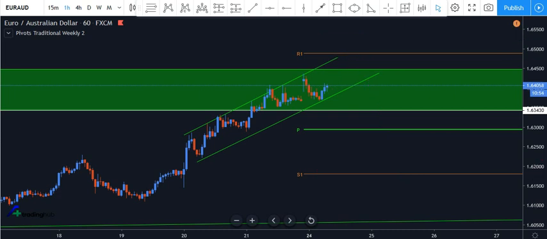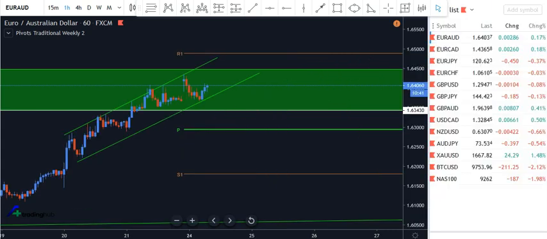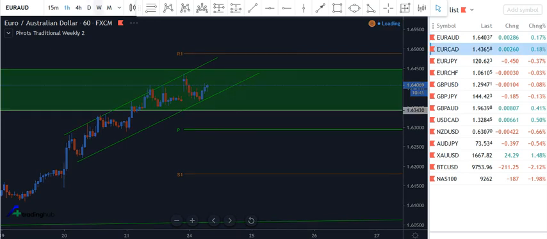Don't forget, price may push up, test here, and drop, or we might see price do this, dropping from here to the downside. So that is your trade on Euro AUD. Let's look at another pair, Euro CAD. Let's start from the higher time frame.